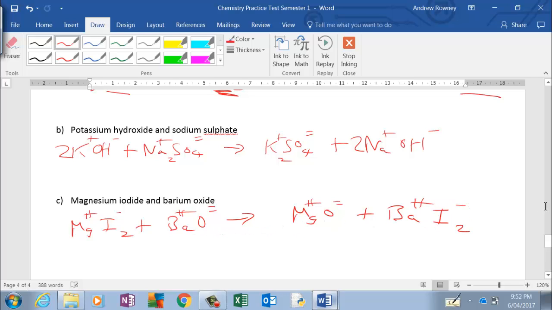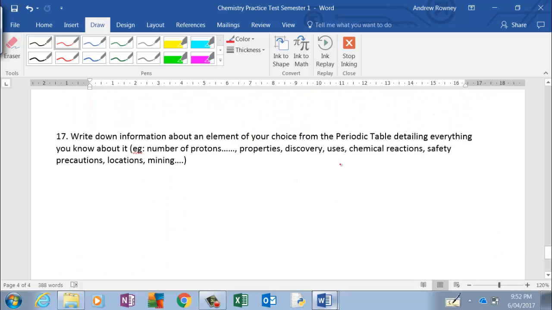And everything else balances. This one here, just choose one element and write as much detail as you can about these things here. Okay, good luck.